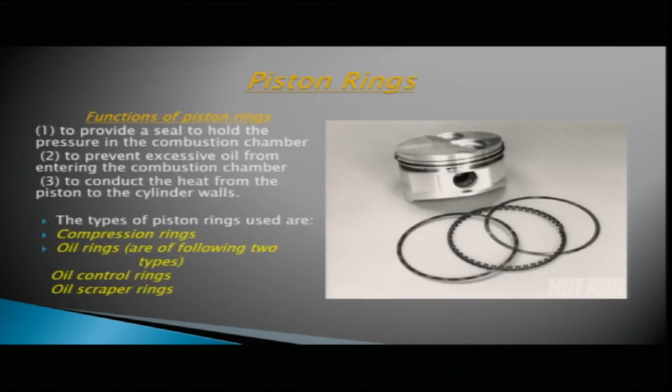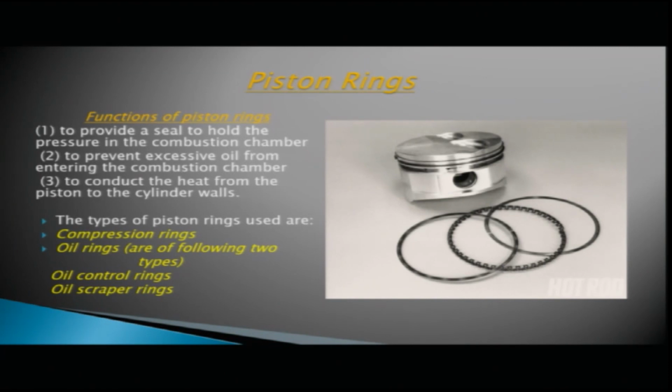Now, coming to piston rings, the function of the piston ring is to provide a seal to hold the pressure in the combustion chamber. So, this is your piston and you have the grooves on the piston and the piston rings are there inside the grooves. It also prevents excessive oil from entering the combustion chamber and also conducts the heat from the piston to the cylinder walls. So, mainly 3 functions of the piston rings: to provide a seal to hold the pressure in the combustion chamber, to prevent excessive oil from entering the combustion chamber, and to conduct the heat from the piston to the cylinder walls.